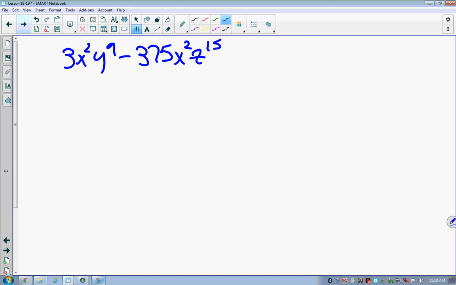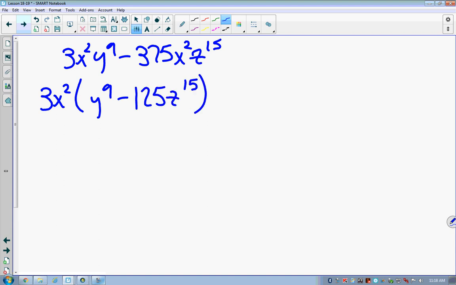All right, the first thing that we have to do is express our answer as a difference of cubes. So we're going to take out what we can take out. Whatever's common. Notice that they both have an x squared. Is 375 divisible by 3? Okay, what do you get? You get 125. So what I'm left with here is y to the 9th minus 125 z to the 15th. Okay, does this make sense? So the first thing that you want to do is see if it can be simplified with what's already there. So we took a 3x squared out.